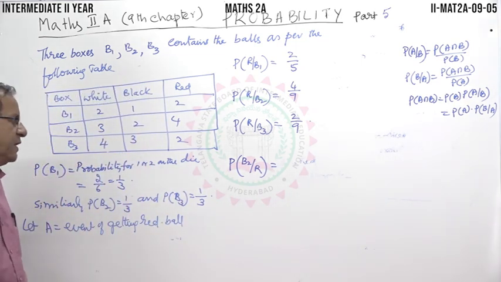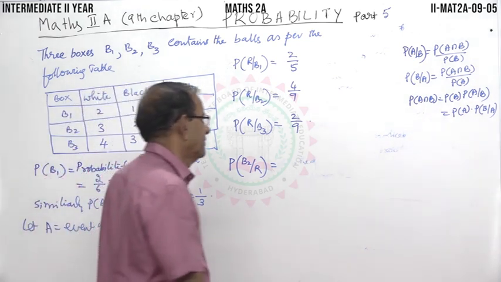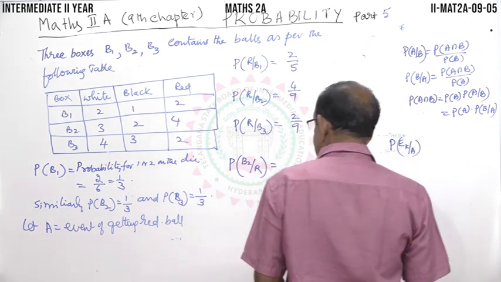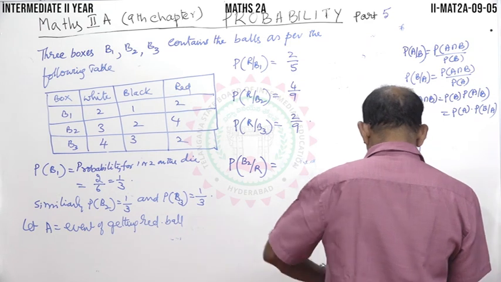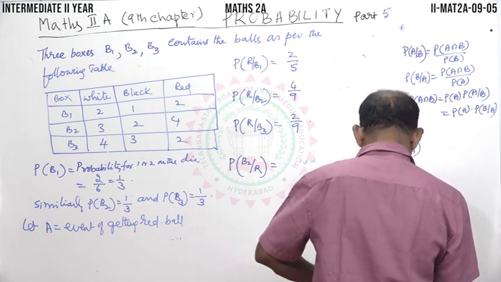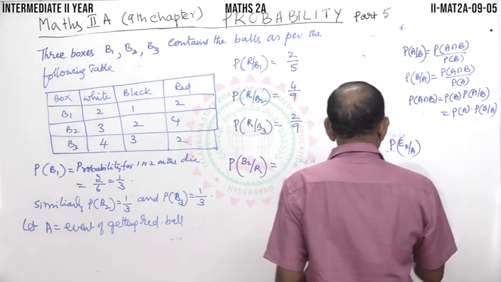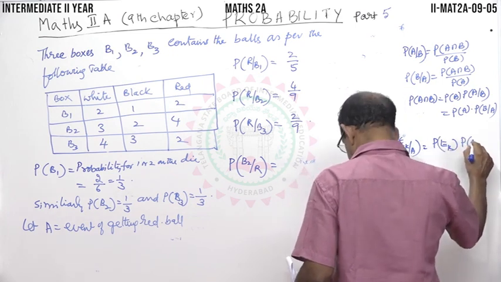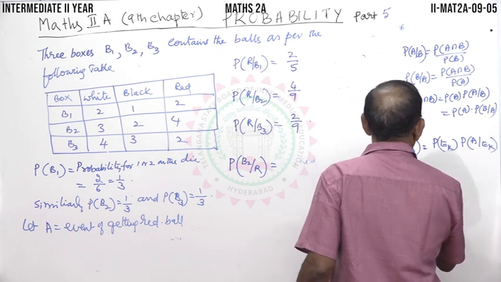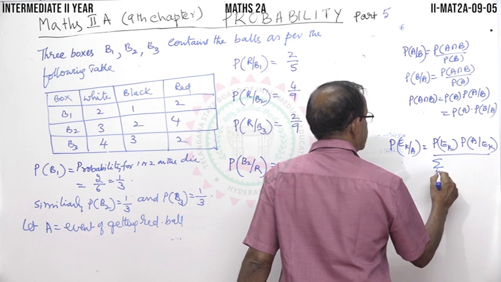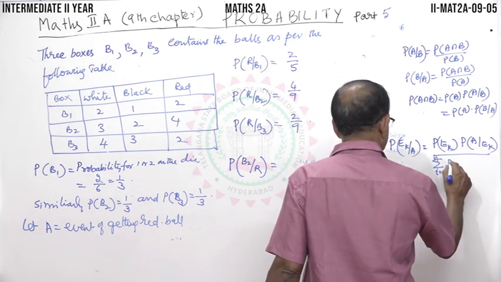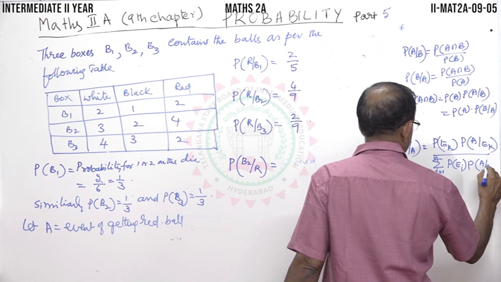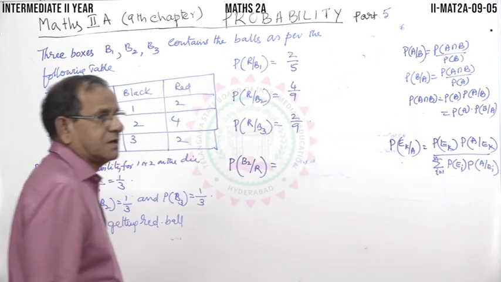P of B2 by R. What does Bayes' theorem say? P of Ek by A is equal to P of Ek into P of A by Ek, divided by the sum over i from 1 to n of P of Ei into P of A by Ei. That is the formula for Ek by A.